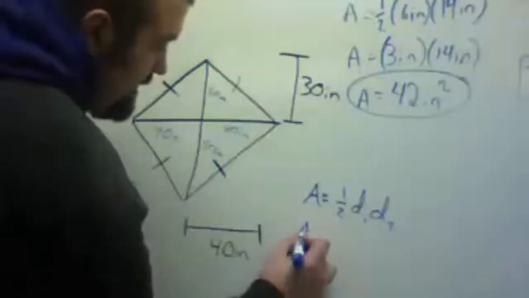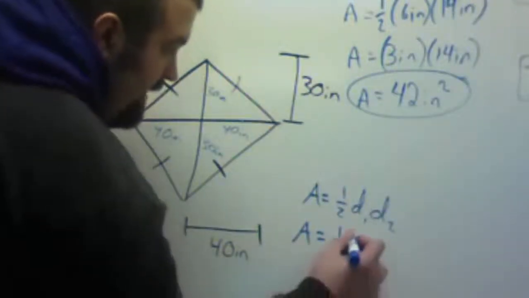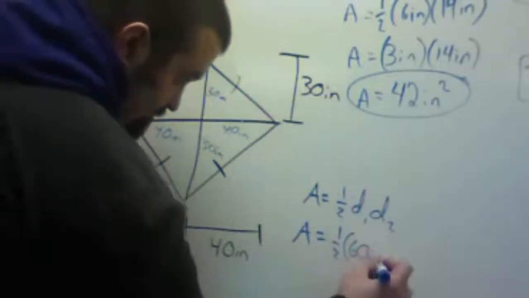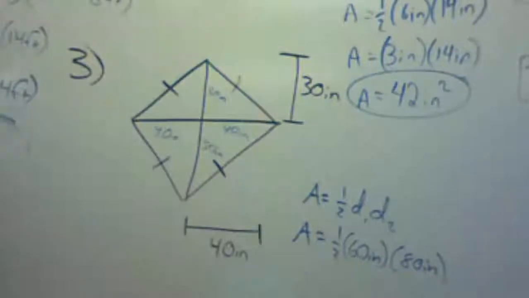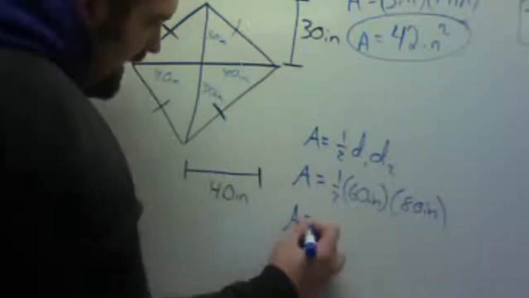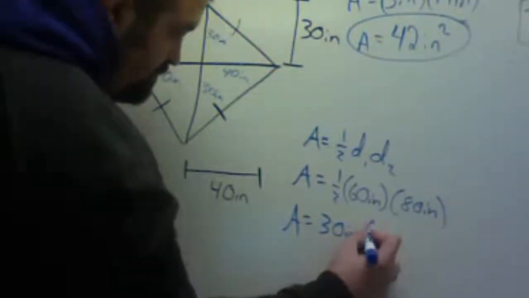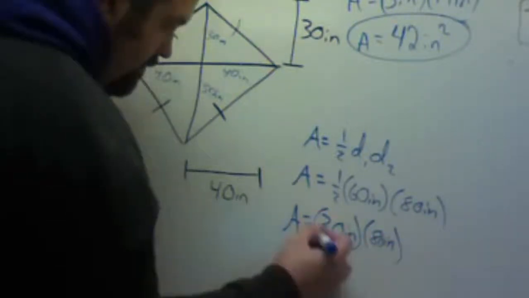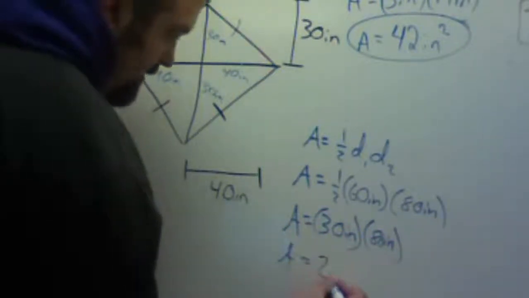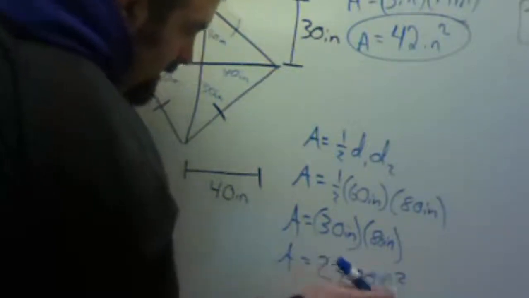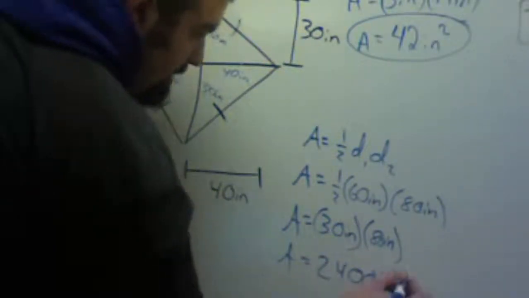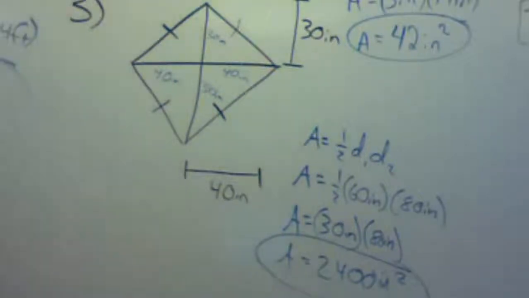Alright, so when I plug it into the area equation, it's 1/2 times 60 inches times 80 inches. Again, it really doesn't matter which way I go, it's all multiplication. A equals 30 inches times 80 inches. And then area is equal to 2,400 inches squared. Good thing they didn't want me to convert this, otherwise it would be a bit of a nightmare, but we can do it. And there we go.